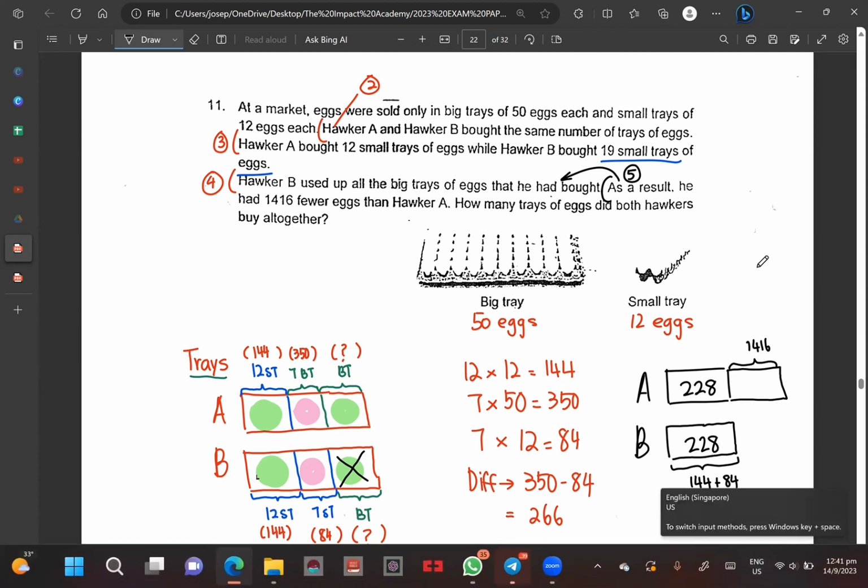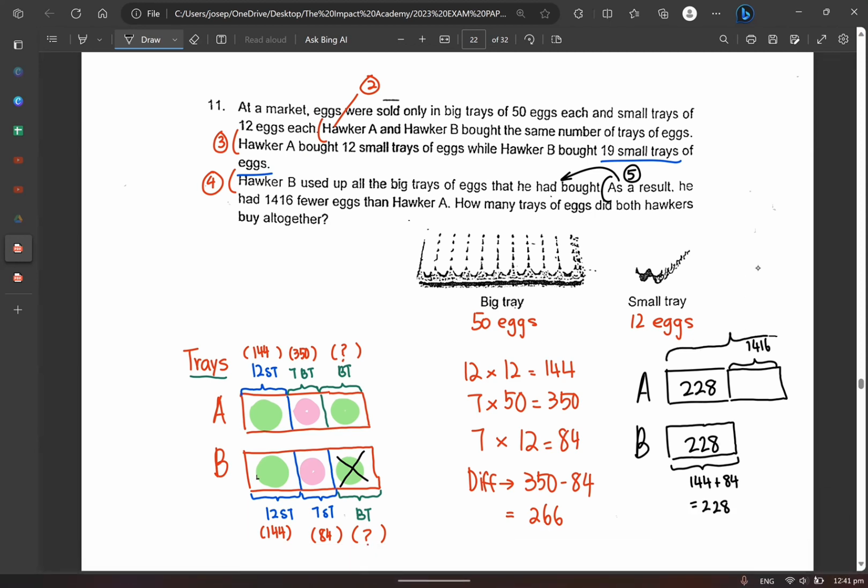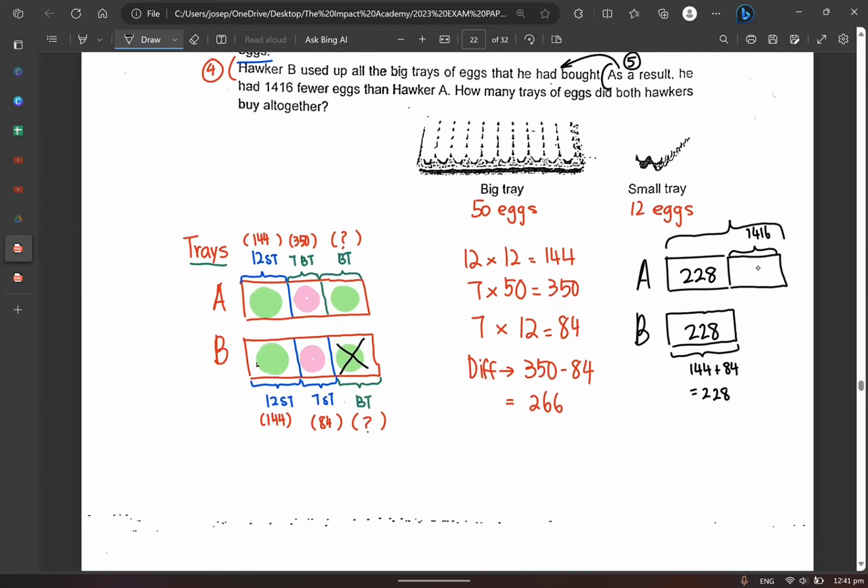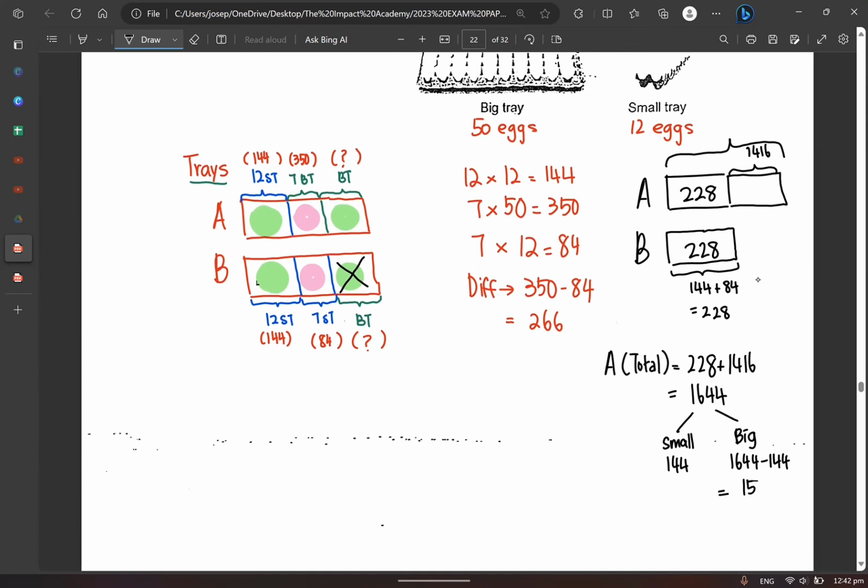So we actually know the total number of eggs hawker A has. All right, so for hawker A, the total is simply 228 plus 1416. Okay, 228 plus 1416, and that gives me 1644. Now, this 1644 is made up of small and big, right? And we know that for small, it is 144. So for big, it will be 1644 minus 144. Okay, when I do 1644 minus 144, I get an answer of 1500 big eggs.